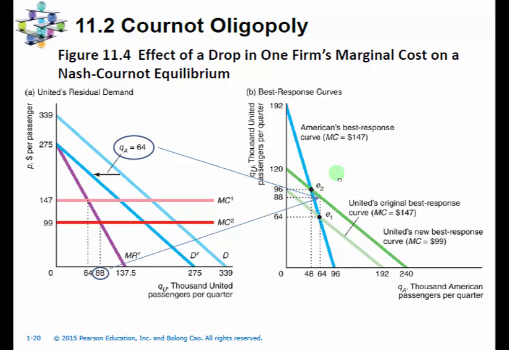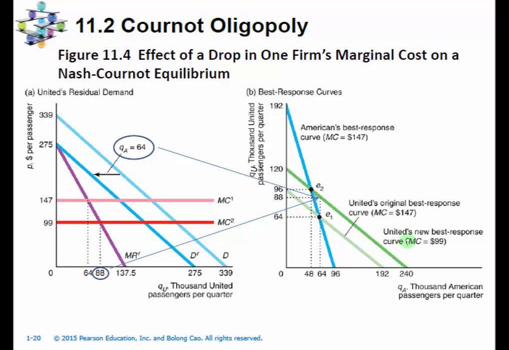Now let's look at this new best response curve of United Airlines. At this point, American Airlines is producing 240 units. We can ignore whether that makes sense for American Airlines at all. We just assume that American Airlines is producing at that quantity, and that gives us a market price of $339 minus $240, which is $99, the marginal cost for United.